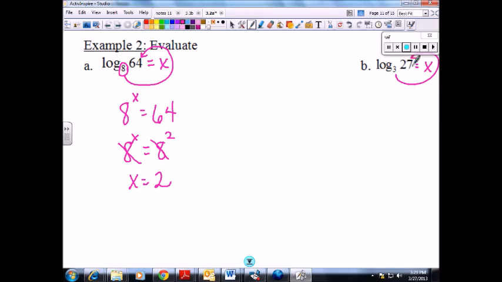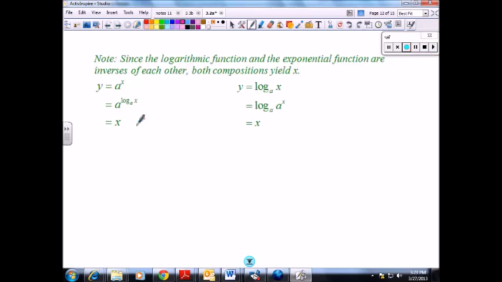We'll flip it around. 3 to the x equals 27. Well, 27, if I break that down, is 3 cubed. I kill my 3's. x equals 3. We'll talk about that tomorrow.